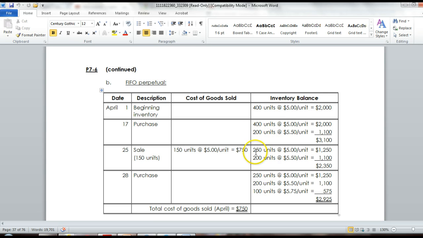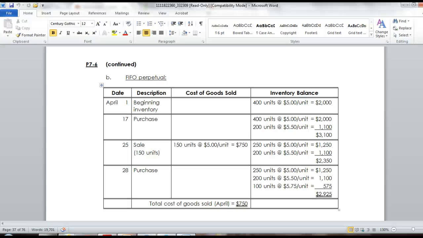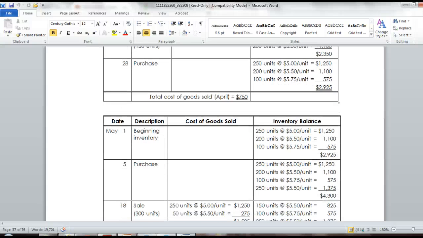So as we take that out, you can see we only end now with 250 units at $5 a unit, and then those 200 units at $5.50. As we add our additional purchase, we add that to show our ending balance here of $2,929 that's sitting in ending inventory.